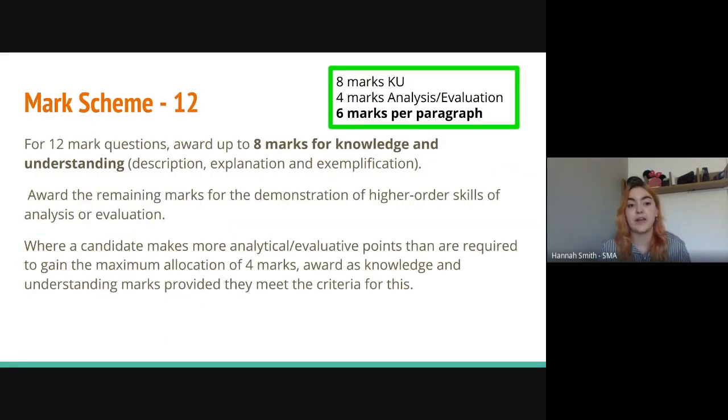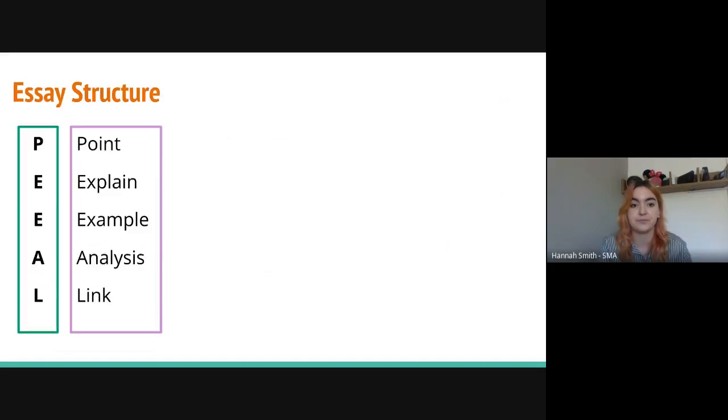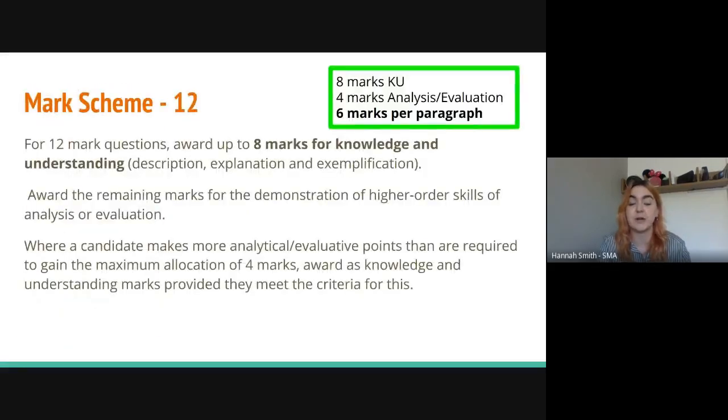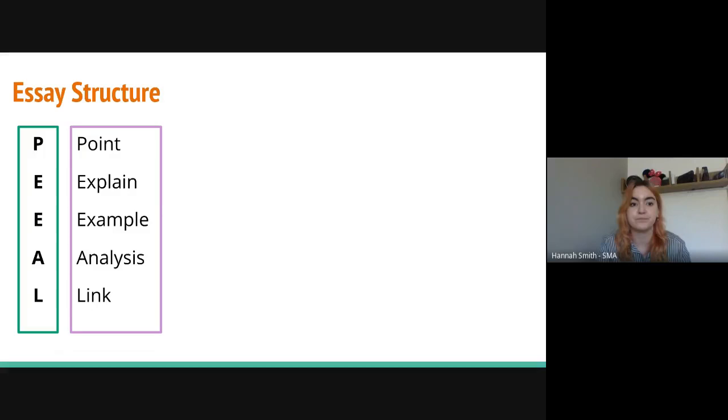This is taken from the official SQA marking guidelines. I'd pause the video if you want to have a read properly, or go and have a look at the slides. Essentially, it's saying that if you get extra evaluation points, that can be added to your knowledge, but it does not work the other way around. So you can write down 8 amazing facts of knowledge. Great, you'll get 8 marks. You can add another 3 on, but you've got no analysis or evaluation, so you have to get that in. And I should say it's 6 marks per paragraph maximum.